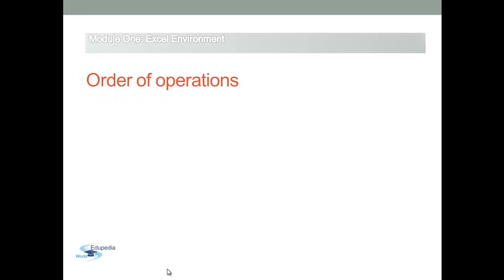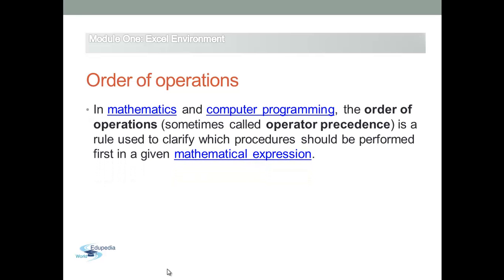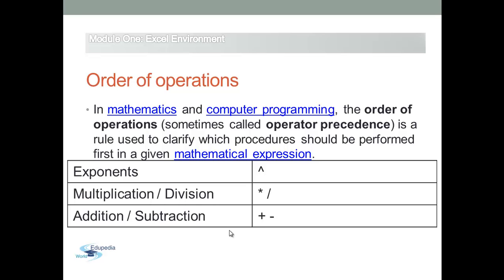There is a default order in which calculations occur. The order in which a calculation is performed can affect the return value of the formula, so it is important to understand how the order is determined. The order of operation is as follows: number 1, exponents; number 2, division and multiplication; then number 3, addition and subtraction.